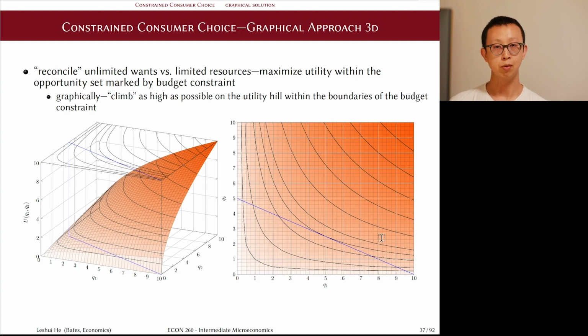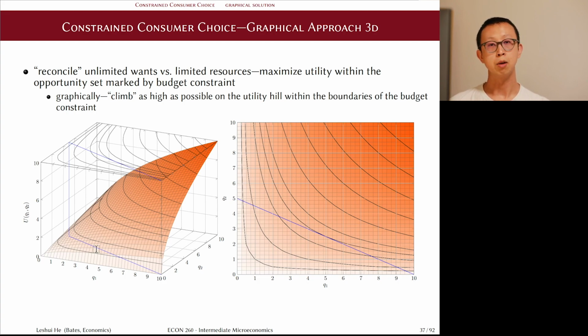Now, in a 3D graph, what would a budget constraint look like? Well, it's going to look like a vertical screen that's inserted into the 3D box of a utility hill. And it would act as a screen that limits the consumer's choices on the lower side of this hill. So the consumer would like to climb up the utility hill towards this corner, but the screen of the budget limits where the consumer could go in terms of the Q1, Q2 coordinates.